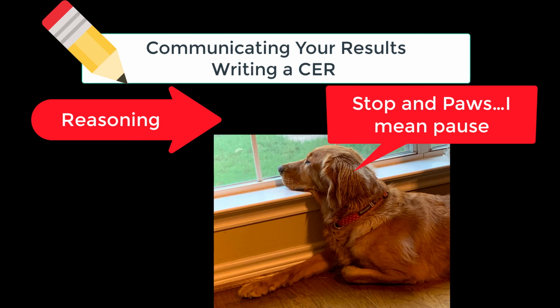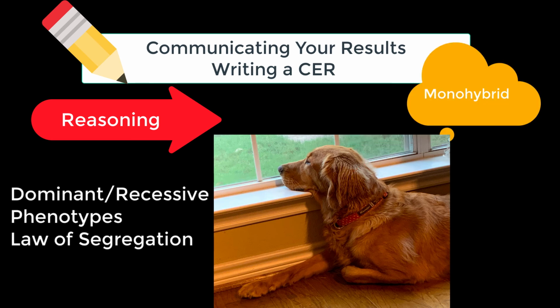The reasoning is where you relate which concepts of genetics relate to the results observed. Be sure to stop and pause to only include those concepts that actually relate to the cross performed. For a monohybrid cross, topics can be explained relating to which traits are dominant or recessive.